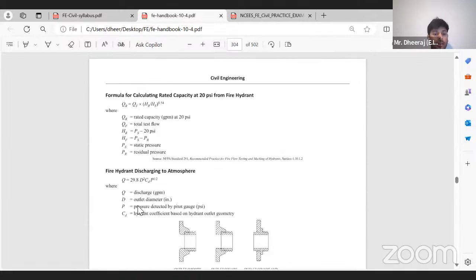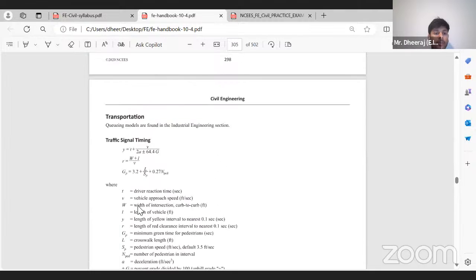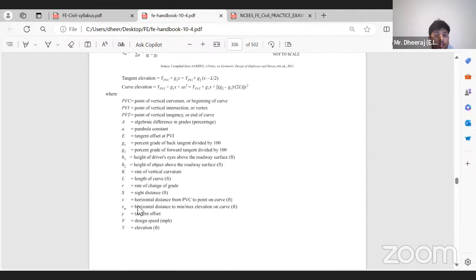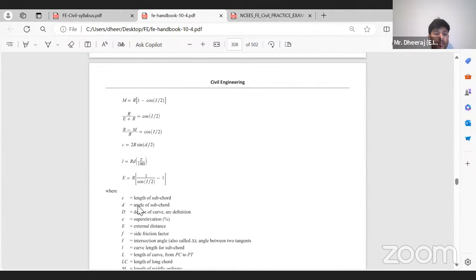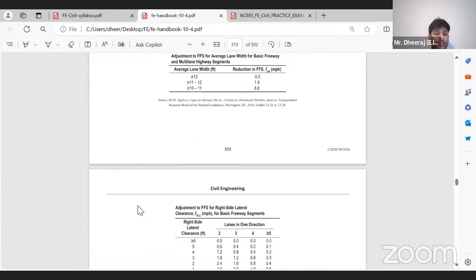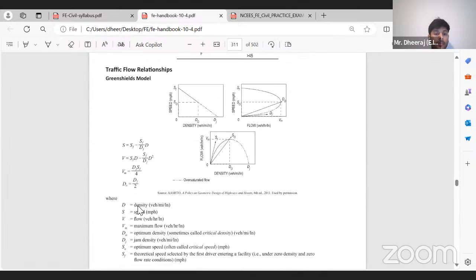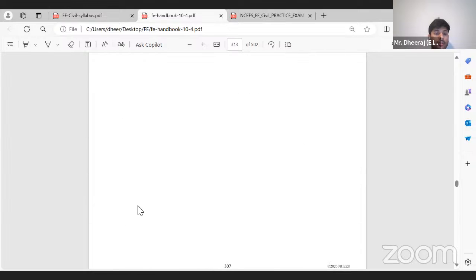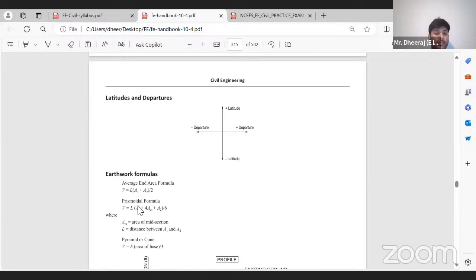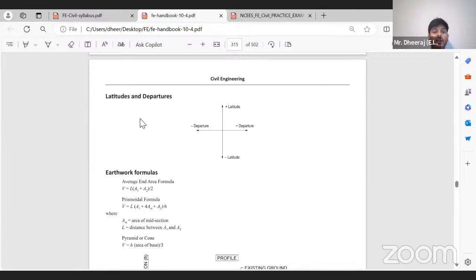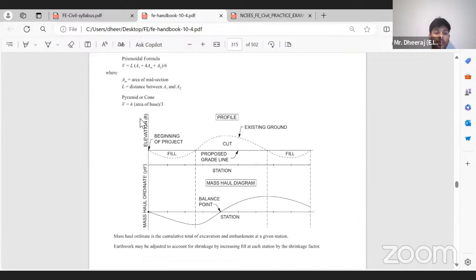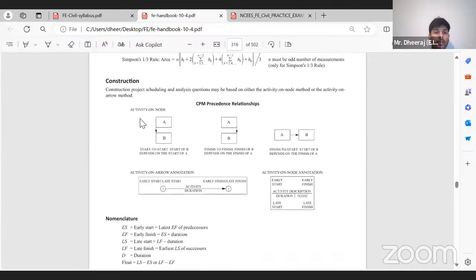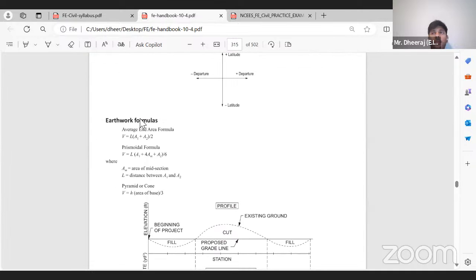I remember that. So yeah, we came to transportation. When you scroll down, you see we're almost coming to that place. Okay, right, traffic. Right here you see the latitudes and departures, earthwork formulae, and the area formulas. They all have something like the forward bearing, the back bearing. These things you have studied back in engineering.